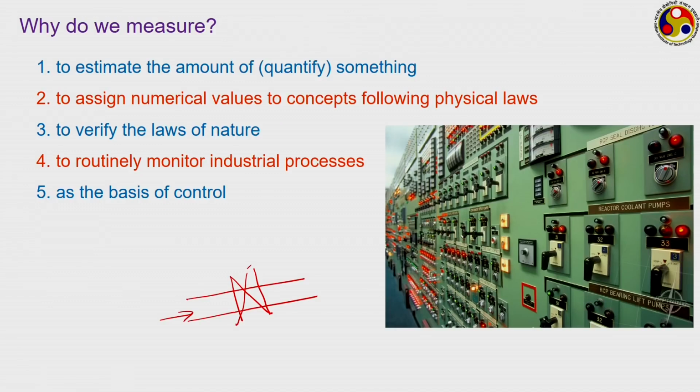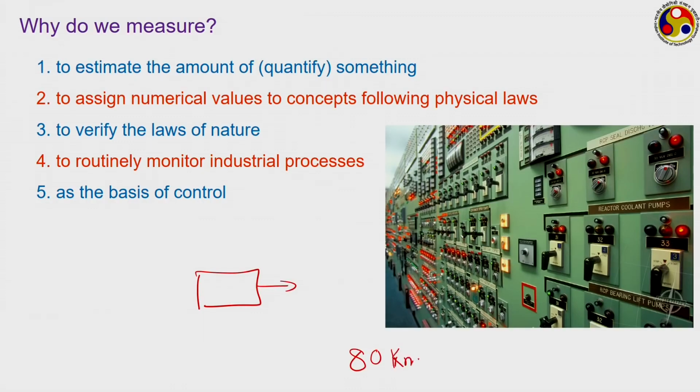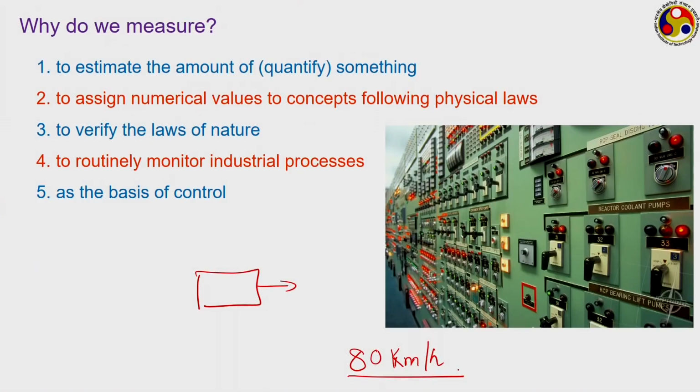operating the valve. Or a more complicated one: suppose you are driving a vehicle and you want to ensure that the speed of the vehicle never crosses, say, 80 km per hour. To control the speed to this particular limit, you should first measure the velocity at which this car is moving, or maybe the speed at least.